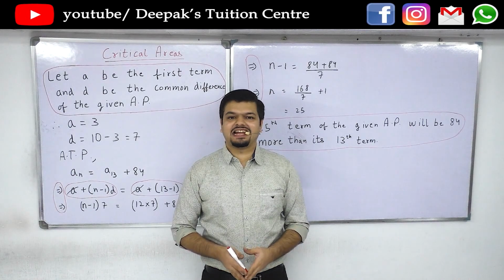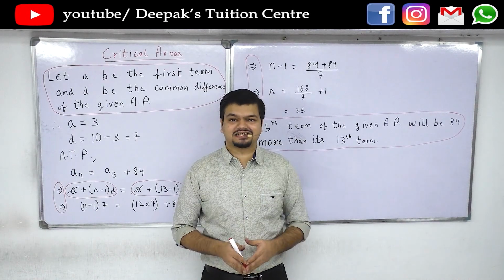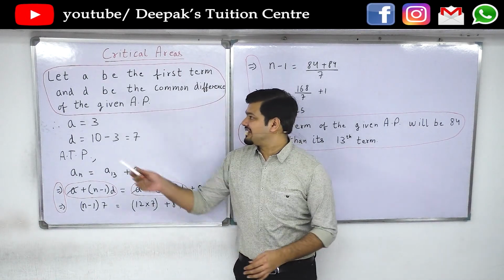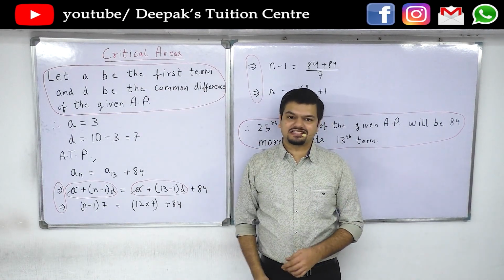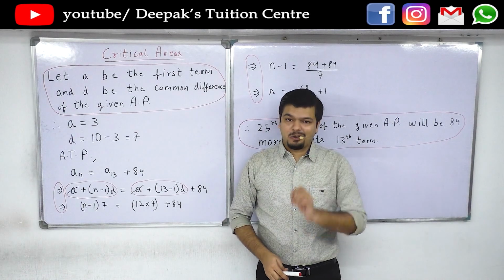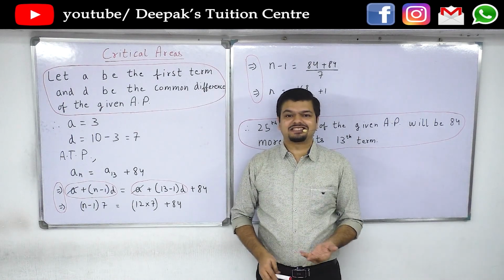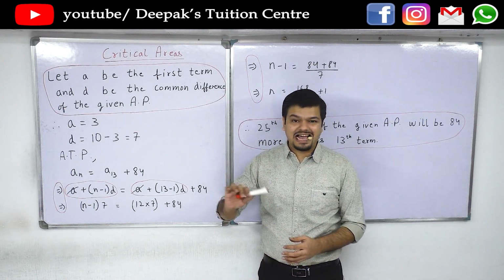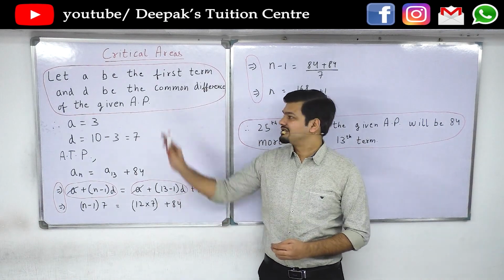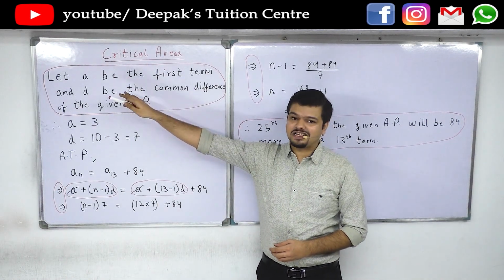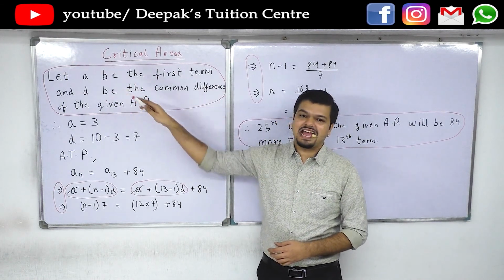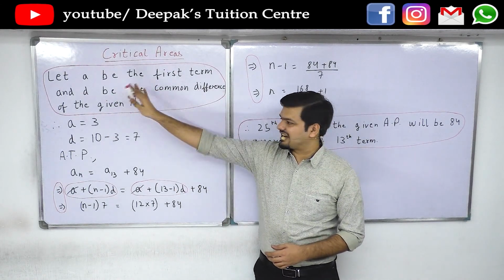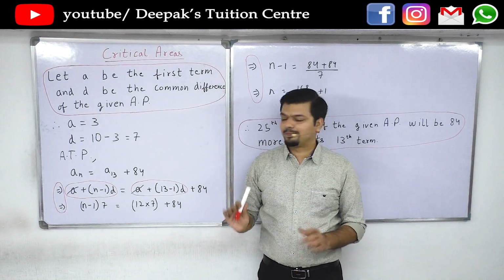The critical areas where you can lose quite a few marks in this chapter are: first, if you do not write let a be the first term and d be the common difference. I have told you, even though quite a few students consider them standard symbols, they are not really standard symbols. So it is always better to be safe than sorry. So it is always best to represent a and d as the first term and common difference. Just write the statement, it is always good.